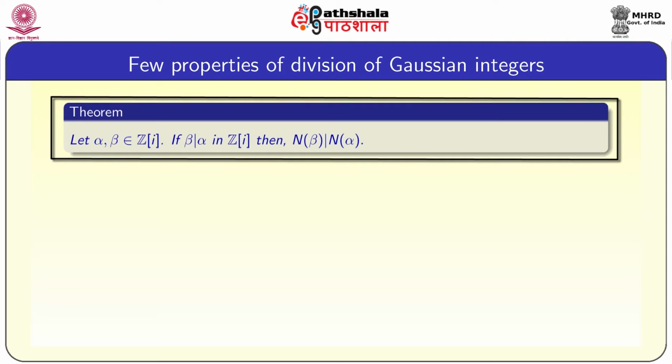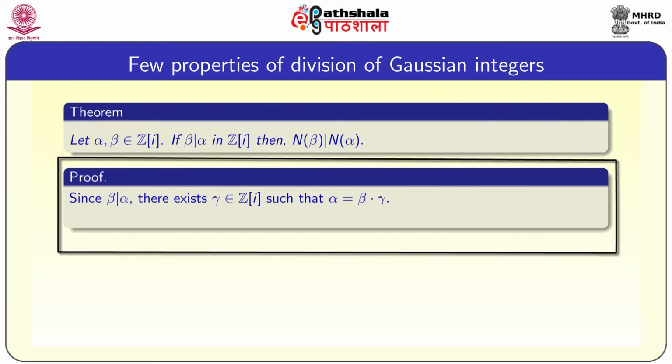So, the theorem says that if alpha, beta are Gaussian integers and beta divides alpha in the set of Gaussian integers, then the norm of beta has to divide the norm of alpha. Note that the norm of beta and the norm of alpha are positive integers. So, if beta divides alpha in the Gaussian integers, then the norm of beta divides the norm of alpha in integers. So, this is only one direction.